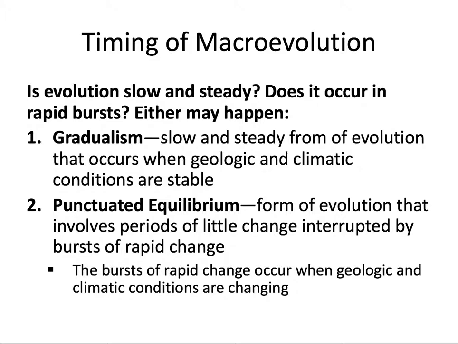Timing of macroevolution. So is evolution slow and steady? Does it happen all the time, or does it happen in rapid bursts? Actually, either might happen. The first theory is called gradualism. Gradualism says that evolution is slow and steady, and it occurs when geologic and climatic conditions are stable. So evolution can happen slowly and steadily if things are stable. Punctuated equilibrium is a form of evolution that involves periods of little change interrupted by bursts of rapid change. The bursts of rapid change occur when geologic and climatic conditions are changing.